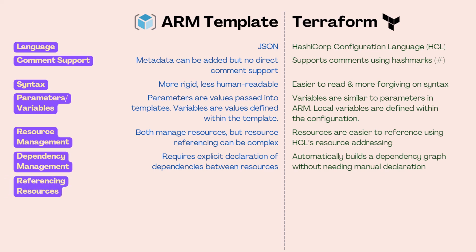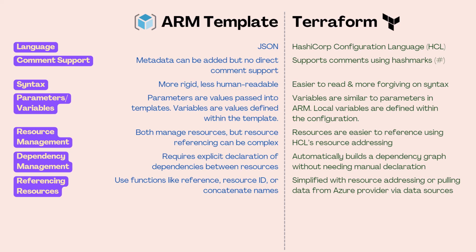All right, let's move on to how you reference resources. In ARM templates, you would typically use something like a reference function, or you might concatenate the name of a resource to get what you need. Terraform simplifies this by using resource addressing, which is just a more straightforward way of referencing resources. And if you need to pull in information from Azure itself, Terraform lets you do that with a data source.